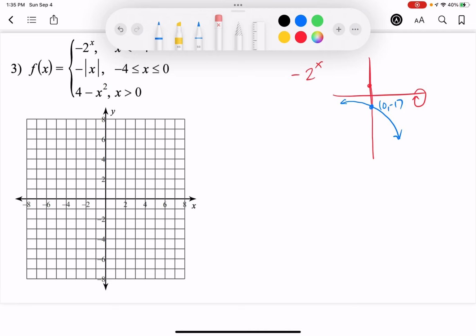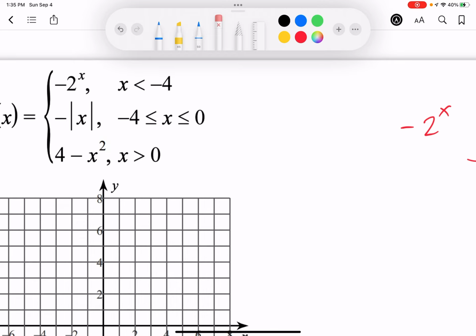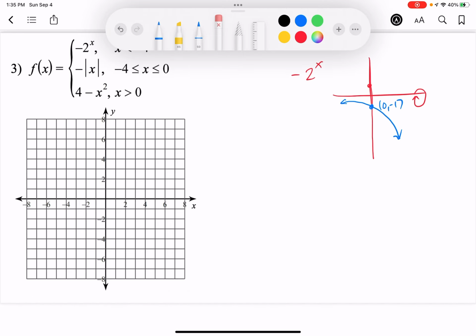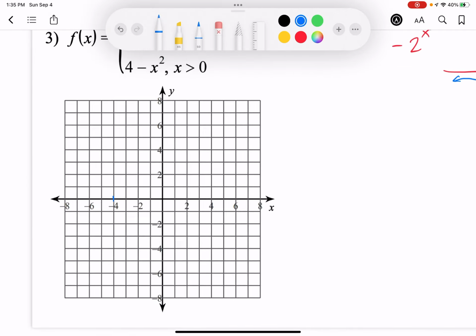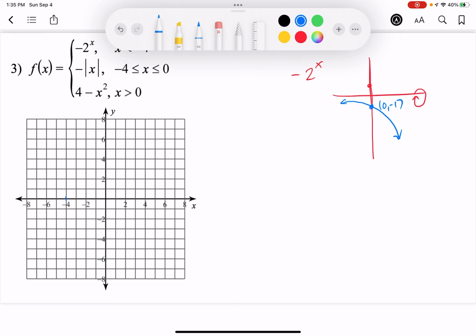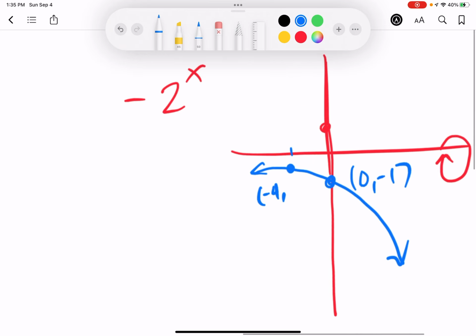Ngayon, saan mo siya gustong i-graph? Ang sabi sa condition, i-graph mo lang daw siya sa less than negative 4. Asan ba ang negative 4 na yan? So, it's somewhere here. Okay? Ano kaya yung x value dito? Kung ito yung graph mo, asan yung negative 4? It's somewhere here. Kunyari ito. Ano kaya yung value ng y? So, at x equals negative 4, ano kaya yung y? So, negative 2 raised to negative 4.